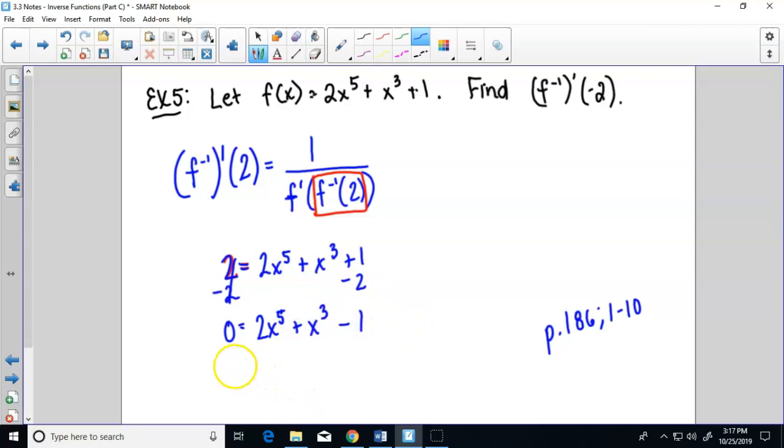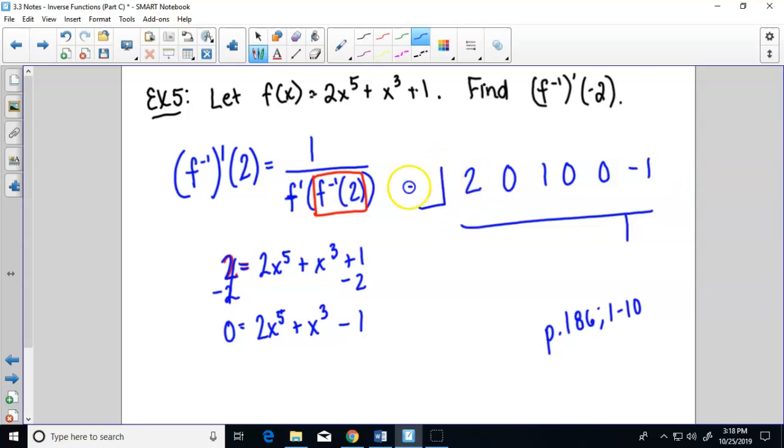And so if we're going to do synthetic division for this, then we would have 2, 0, 1, 0, 0, negative 1 here. And you can see 2, 1, and negative 1. 1 is not going to work for this. I'm going to help you cheat a little bit and tell you that negative 1 is the value that works.